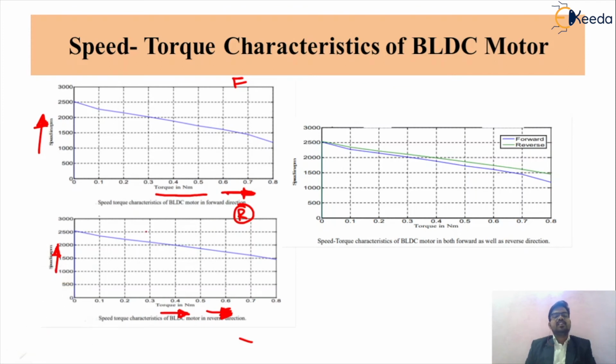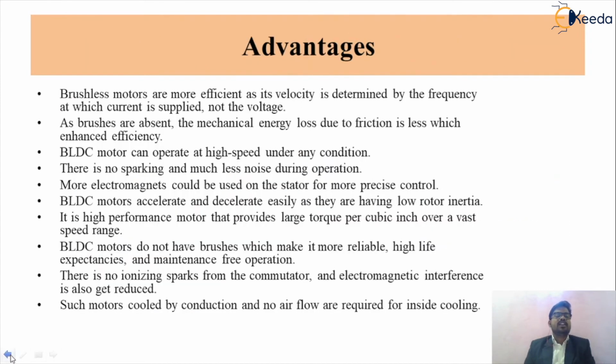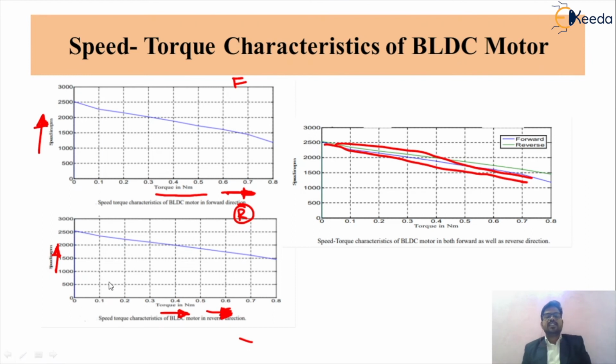As shown in the diagram, one characteristic is for the forward motion and the second characteristic is for the reverse motion. So friends, in this way we have studied in detail the different speed-torque characteristics of the BLDC motor.